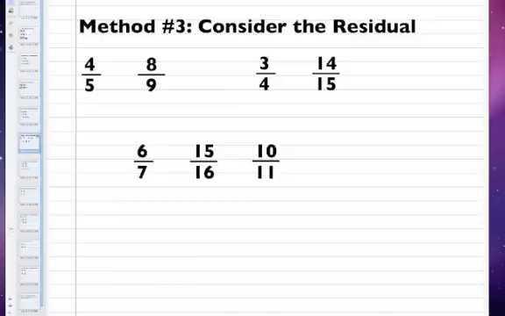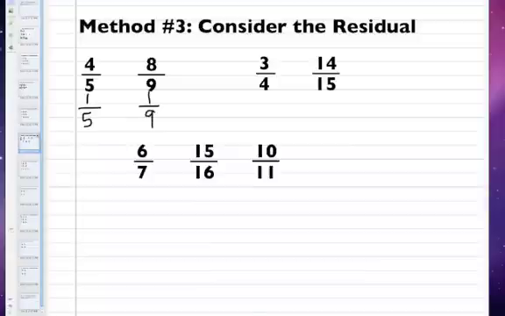A third method for comparing fractions is called consider the residual. This works when fractions are just missing one piece in order to make a whole. So in this case, 4/5, the residual, the leftover, would be 1/5. And in 8/9, what's missing or what's left over is 1/9.